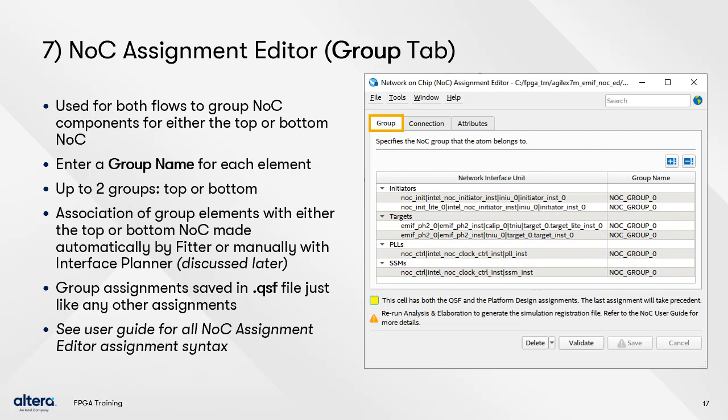For both the Platform Designer flow and the NoC assignment editor connection flow, you'll use the NoC assignment editor to create logical assignments for the NoC, though some of these assignments will already be created if you use the Platform Designer flow. The tool is organized into 3 tabs. On the first tab, named Group, specify group names for all the NoC elements listed. You can use any names you wish.